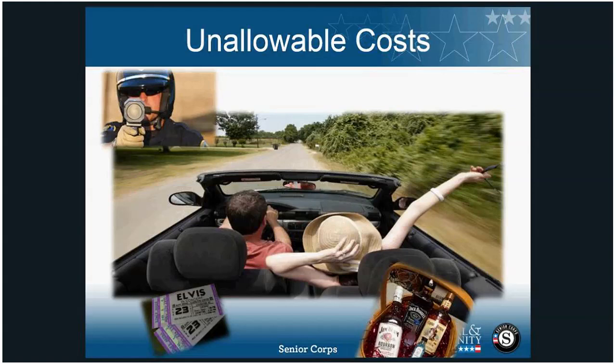Yes. Okay. Now, I'll give you a few minutes to take a look at this slide and identify some of the unallowable items that you see here. Maybe you're at a regional conference, and if you could identify the things that you would not be able to charge to the grant.